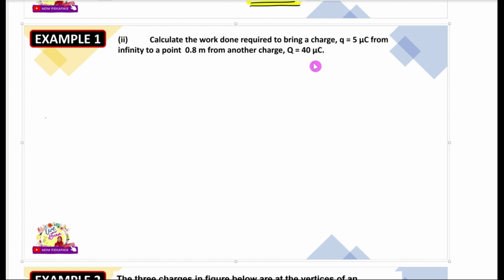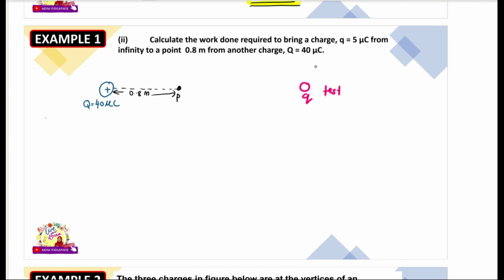Okay, so let's say here we have a point charge, positive, 40 microcoulomb. So Q, and the distance between the charge and the point, here we have a point P, is 0.8 meter. Let's say we have a test charge, and we want to bring the test charge from infinity to this point.